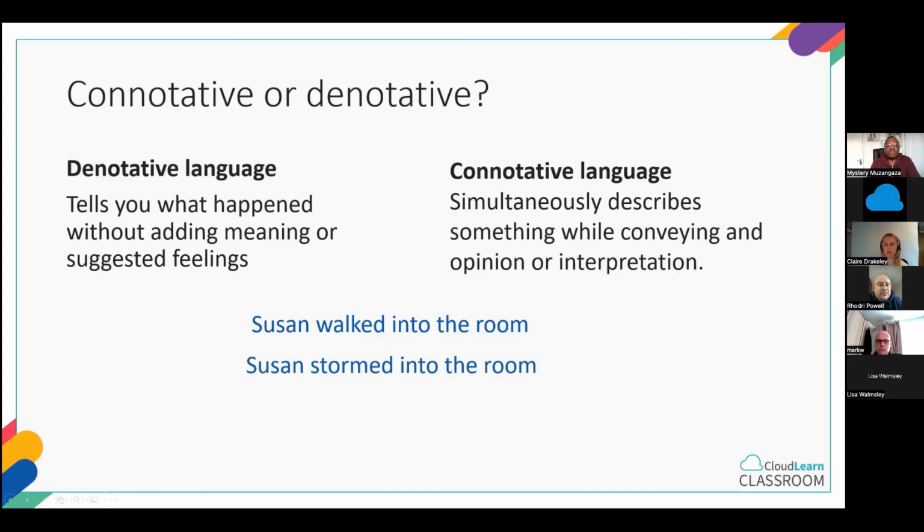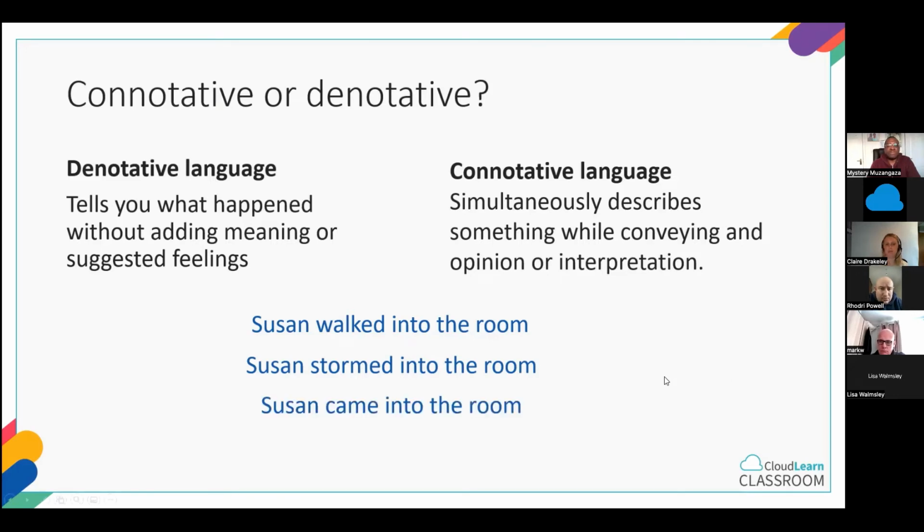Let me reload. Next one. Susan stormed into the room. What are we going with? What sort of language is this? Got some votes coming in. Split again. That's 12 of you. I'll share it. So 11 out of 12 went with connotative. Yes, it is. It's describing an opinion or an interpretation. What we can interpret from Susan stormed into the room is she's in a terrible mood. She's angry. She's storming into the room. So the same thing is happening in both of these sentences. Susan is entering a room using her legs, but we are getting a completely different message from Susan stormed into the room.